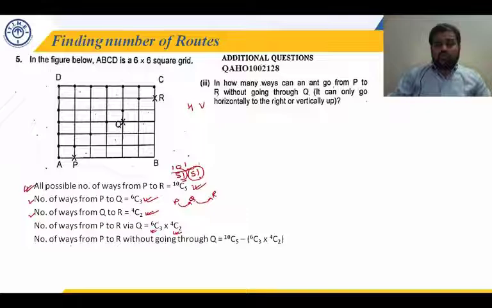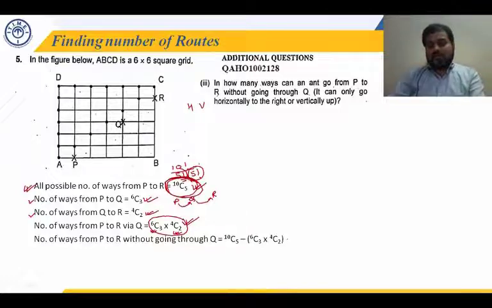Okay. So now the number of ways from P to R without going through Q. This is the number of ways from P to R via Q. But if we have to go from P to R without going via Q, then it will be the total number of ways, 10C5, which we had calculated initially. So the total number of ways of reaching from P to R is 10C5, out of which these many ways are going through Q. So if we do not want to go via Q, then how many ways? 10C5 minus 6C3 into 4C2.